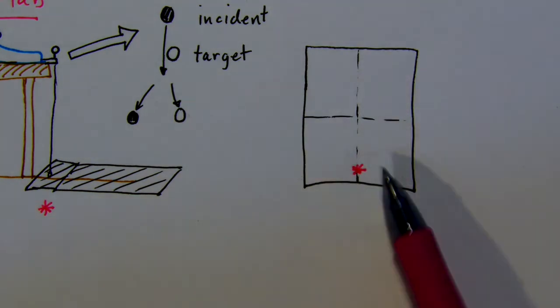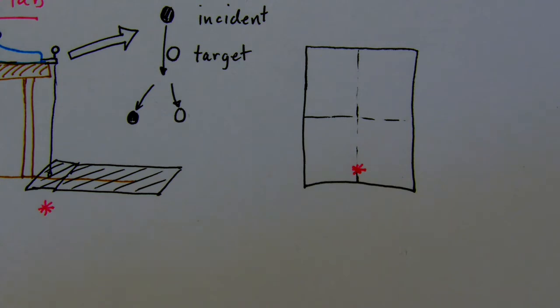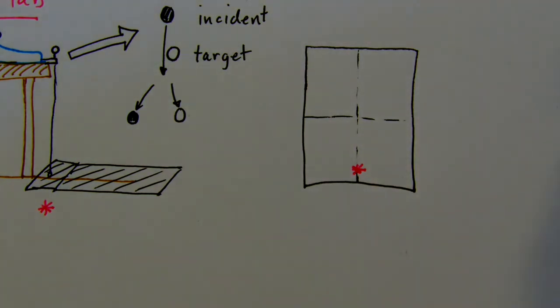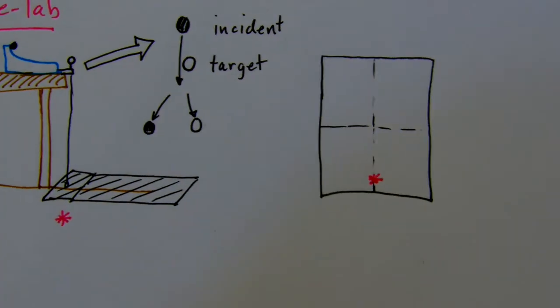So we removed the carbon paper here. And what happens is after the collision, we have a bunch of dots. And so I'm going to show you what happens here, and then I'm going to give you some lab data here.